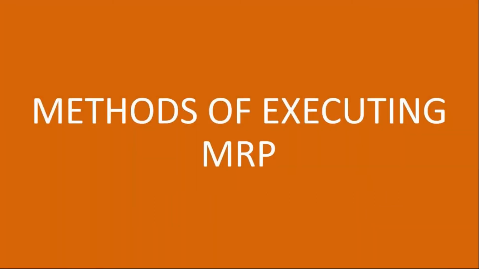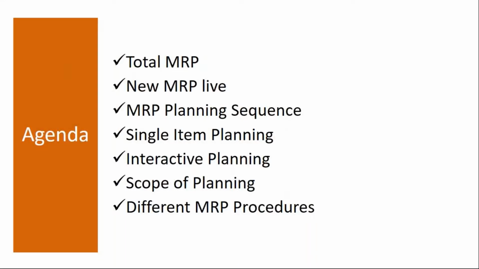So we'll be starting our next topic, that is methods of executing MRP. The topics that we are going to cover are: total MRP, new MRP life, MRP planning sequence. Then we will see single item planning. Interactive planning. What is interactive planning? How it is used. Then we will discuss scope of planning. What is scope of planning and under which business scenario we will be using scope of planning. Then different MRP procedures. So these are the topics we will be covering in the methods of execution of MRP.